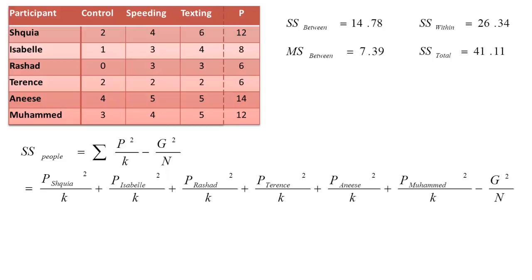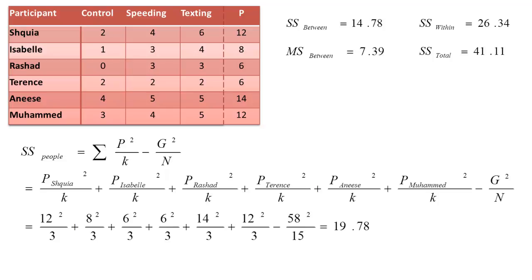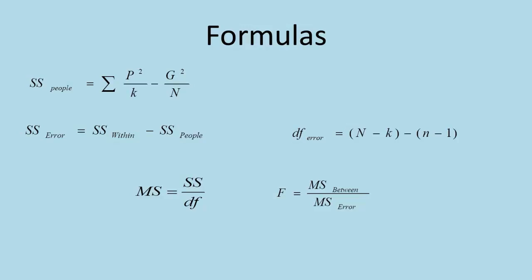And I've gone ahead and put it in a table format because I always think it's much easier to keep your notes very clear, and so this way it's very clear what the P values are for each participant. And this is what the formula ends up looking like for this data set. So now that we have sum of squares people, we can go ahead and calculate sum of squares error, mean square, ANOVA, the F value, and our eta squared. And eta squared is the same for between subject design and a within subject design.